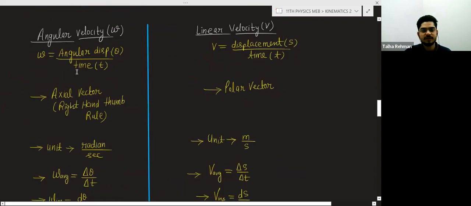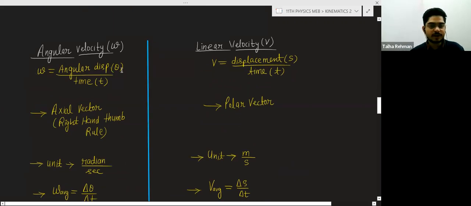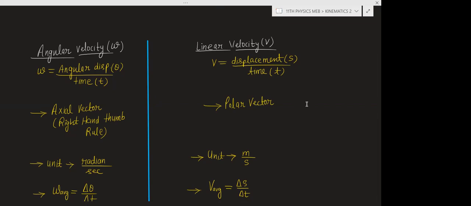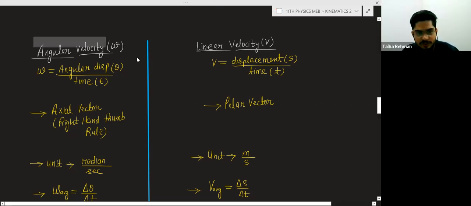You can see here, angular velocity is angular displacement divided by time, and linear velocity is linear displacement divided by time. Divyangi and Hiba, is my voice okay now? Yes, sir. Okay.